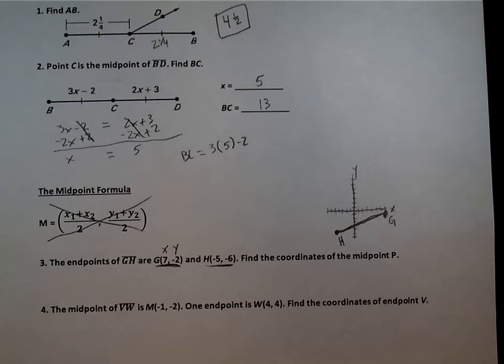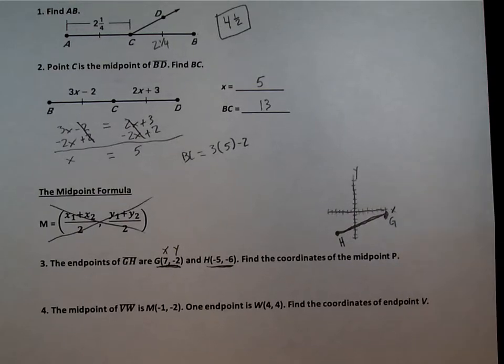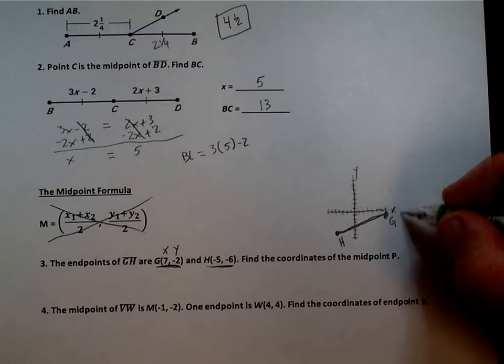Okay, so we've got the segment HG. We're supposed to find a midpoint. I'm not going to worry about this formula up here. It's much easier than that. What you want to do on both G and H is break it apart into an XY problem. Think about the X's and Y's separately.